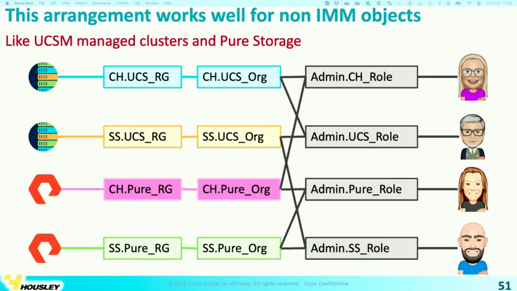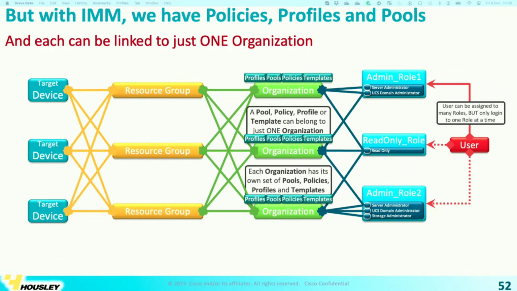The problem is that when you go to Intersight managed mode, we've now got policies and profiles and pools, and each of these can be linked to only one organization. So once you get to Intersight managed mode, you have to be a little bit more careful about how you do it. And I'll give you a bit of advice. You can take it or you can choose something different.